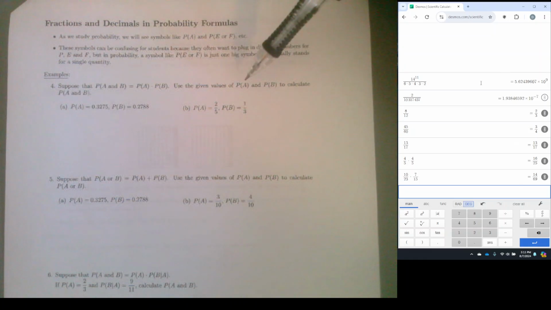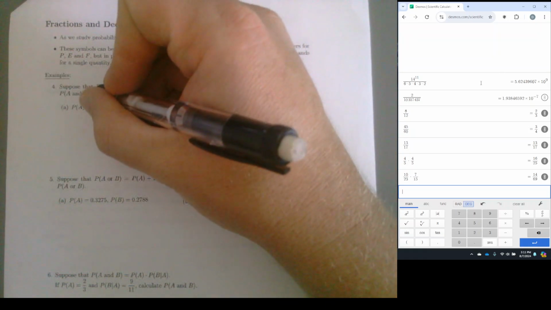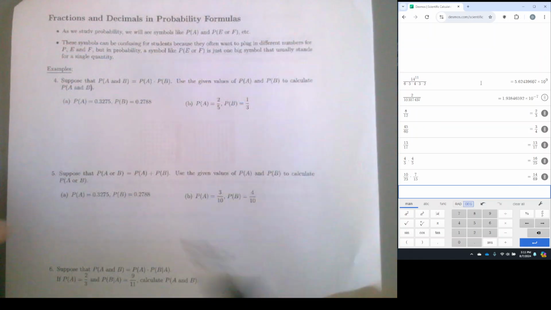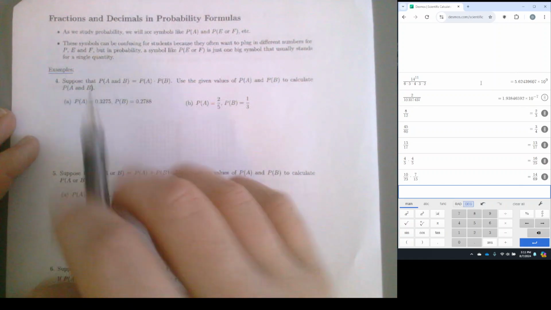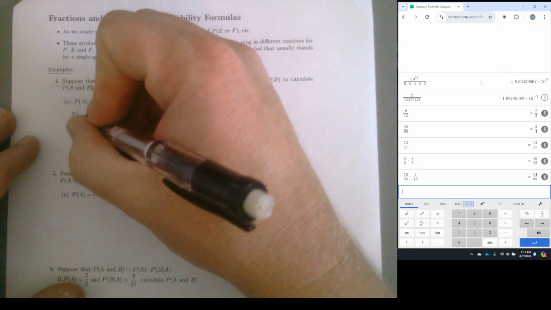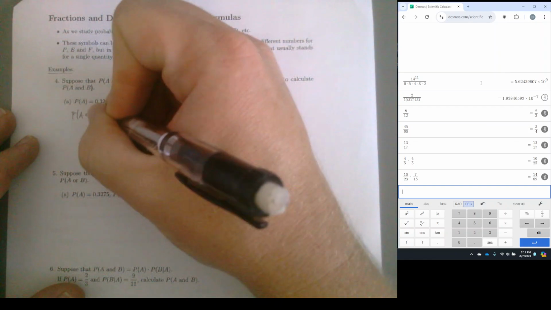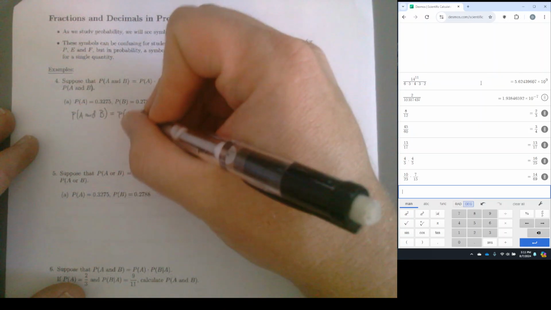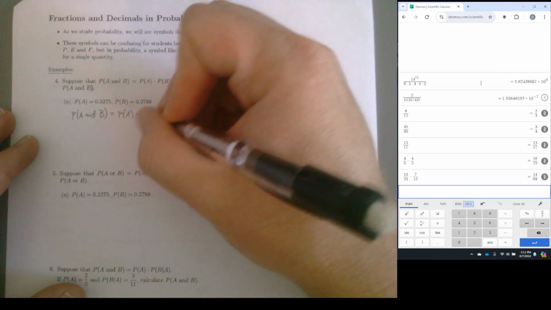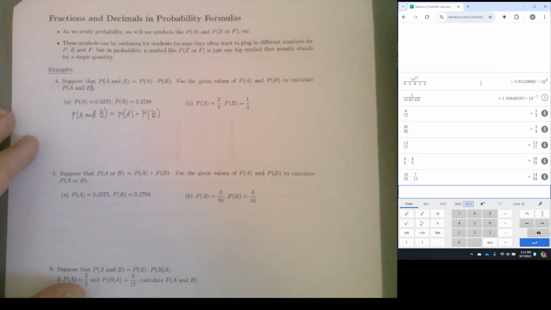But we'll use the given values of probability of A and probability of B to calculate the probability of A and B, okay? And I understand that you may not understand what I'm even talking about, but that's okay. We can still plug numbers into a formula, right? So probability of A and B, we're told, is probability of A times probability of B.